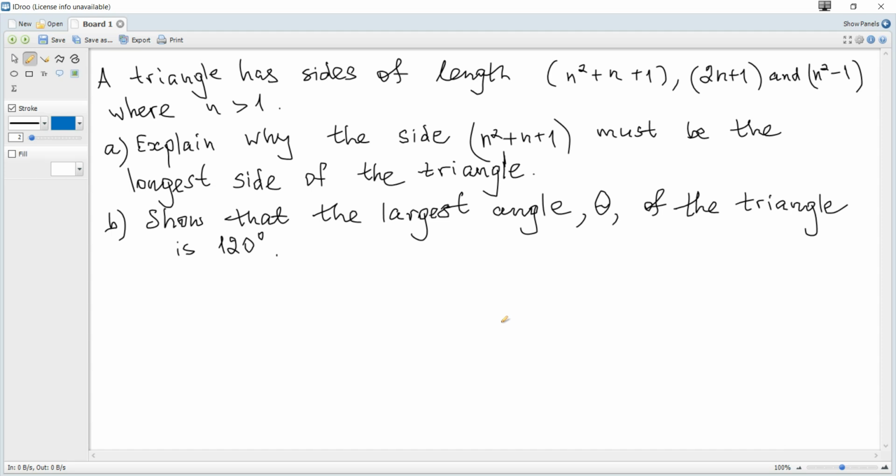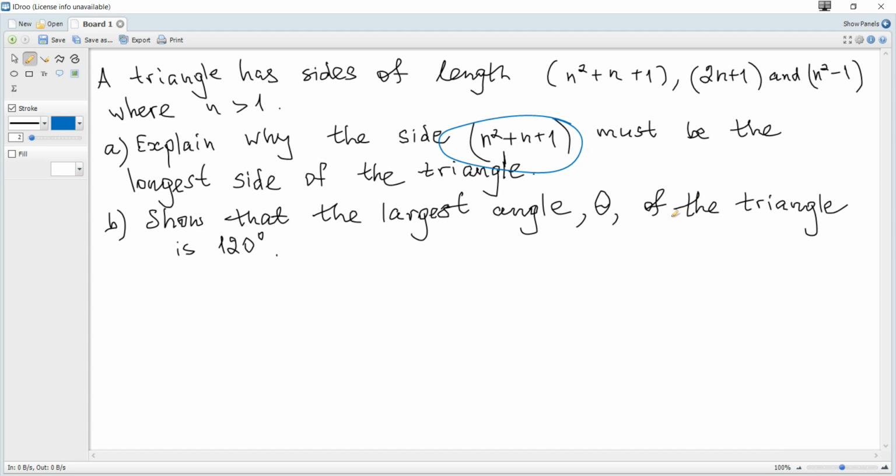A triangle has sides of length n squared plus n plus 1, 2n plus 1, and n squared minus 1, where n is greater than 1. A. Explain why the side n squared plus n plus 1 must be the longest side of the triangle. If this side is the longest, what does it mean?